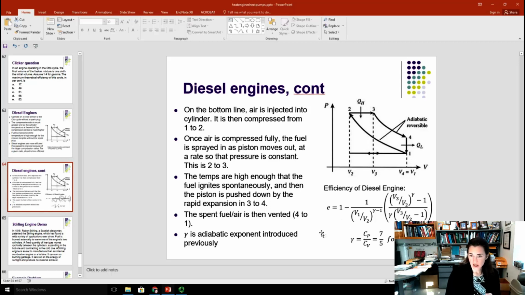The efficiency for that cycle is given here. It's a much more complicated formula than the Otto cycle efficiency. The efficiency is equal to 1 minus 1 over (V1 over V2) to the gamma minus 1, times (V3 over V2) to the gamma minus 1, divided by gamma times (V3 over V2 minus 1). Yet again, the compression ratio is given there, and you can see that it's governing what the efficiency is. Also, gamma is that adiabatic exponent, which would be about 7/5 for air.